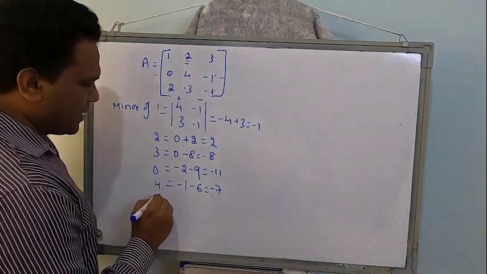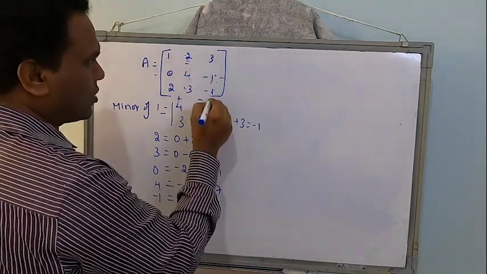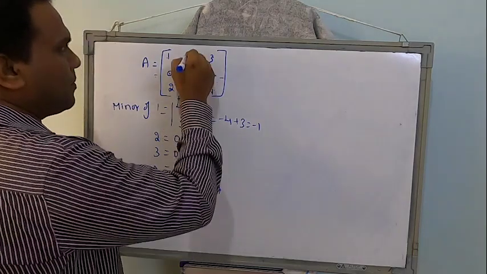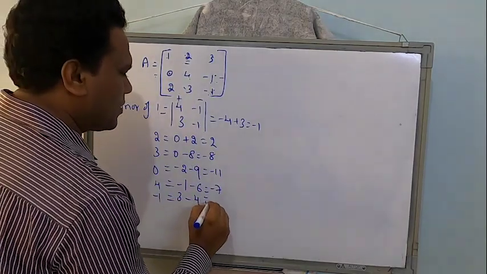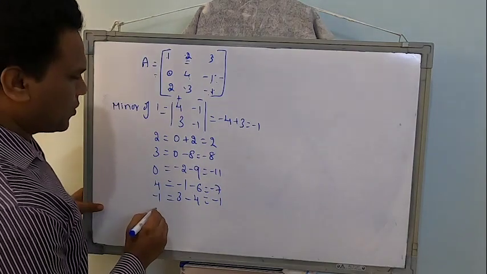Now the next, minor of minus 1, it's an element of second row, third column. The remainings are these 4. So 1 multiplied by 3 will be 3, minus 2 multiplied by 2 will be 4, equal to minus 1. So let's continue for the third row. So what is for the third row?